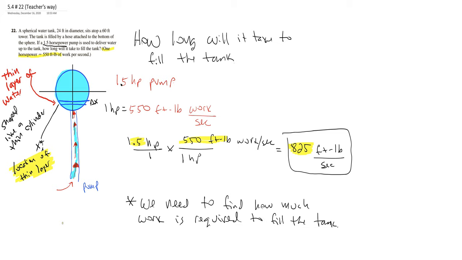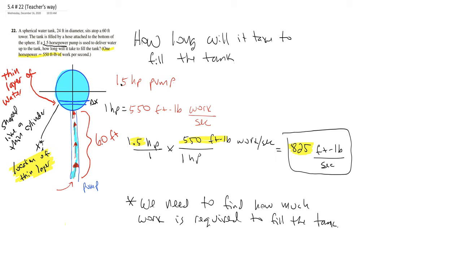Now, we put the spherical tank that has a diameter. I initially made a huge mistake. I made that the radius, like last night. A diameter of 24 feet. That's the diameter of the tank. And it's on top of a 60-foot tower. 60 feet.